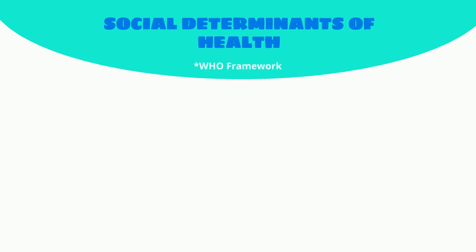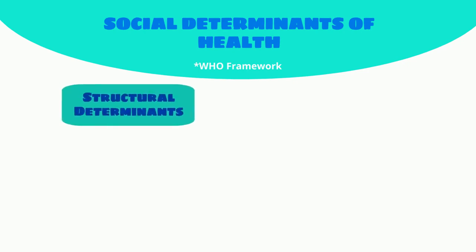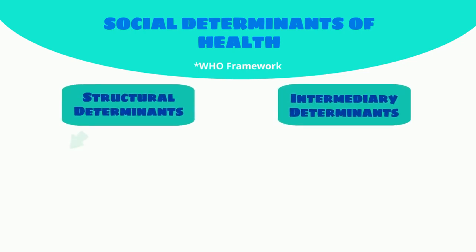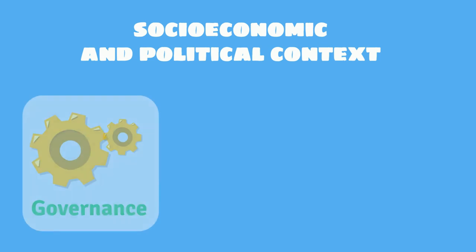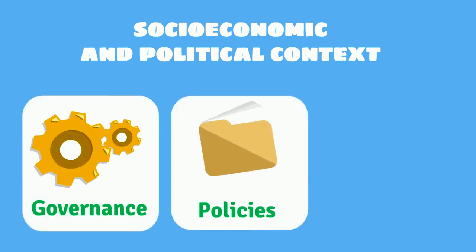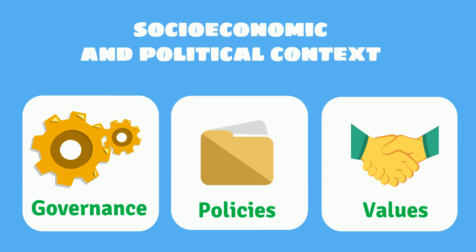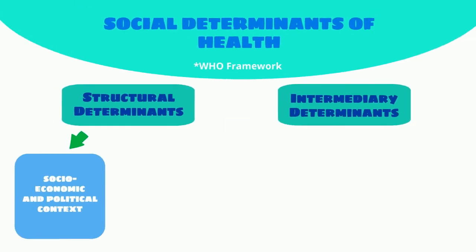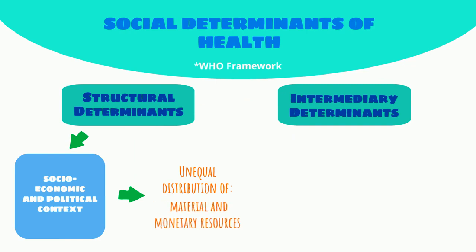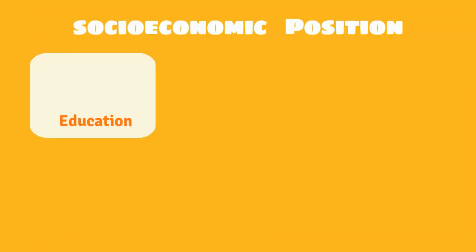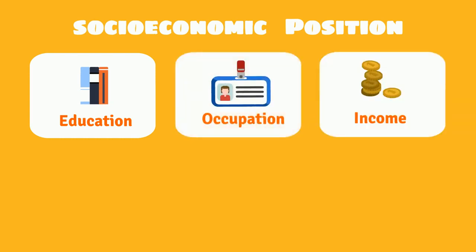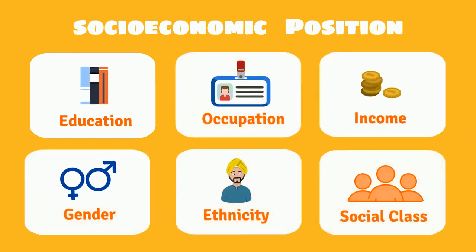Let's take a look at the social determinants of health using a framework developed by the World Health Organization. According to this framework, there are two broad groups of health determinants: structural and intermediary. Structural determinants are the socio-economic and political context that people live in. It includes governance, economic, social, and public policies, and also the social and cultural values placed on health issues.